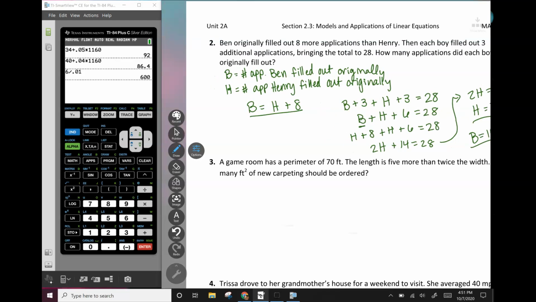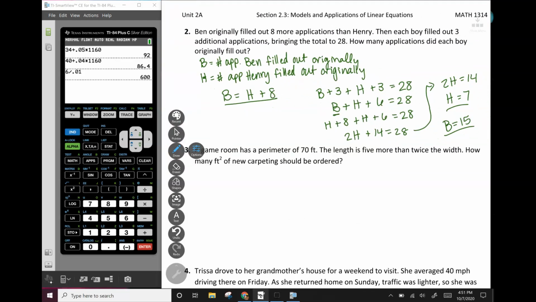Okay, so I'm going to go ahead and write my answer over here where I have some space. So for Henry, that's going to be 7 applications. And for Ben, 15.